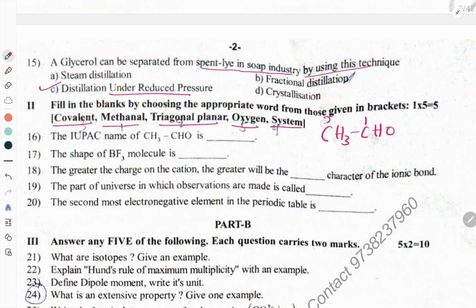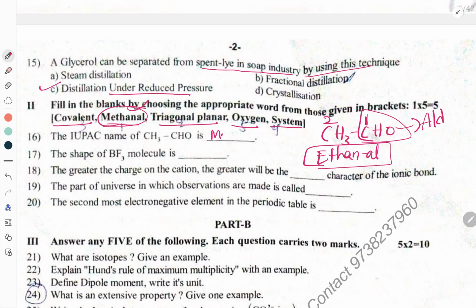This is 1, and I will give the numbering 2 here, the lowest number with respect to the functional group. This is called ethane, right? Two carbon atoms are there, so we put ethane. Now I will replace the E, and put in its place the suffix for this functional group, which is called an aldehyde. So I put al. So ethanal is the correct option, but in the given options methanol is wrong, so you can write here ethanal.